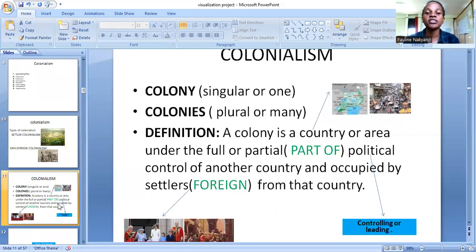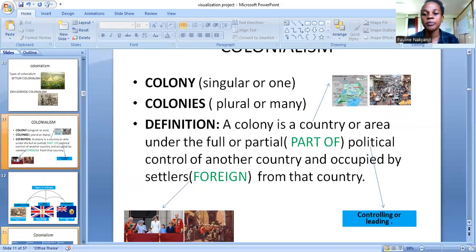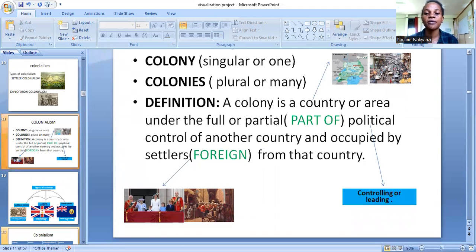Under colonialism, we also have this. There is colony, which is singular, meaning one. Colonies, plural, meaning many. And then the definition with pictures, maps, and other words to mean the same, as you can see.